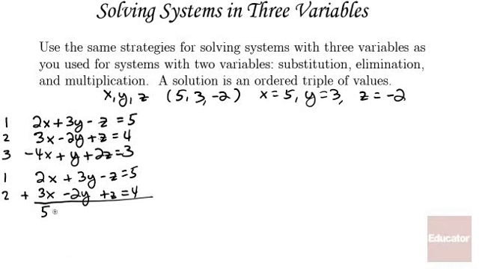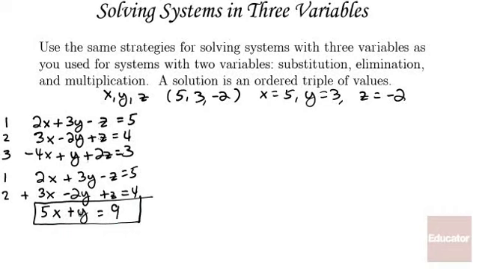This will give me 5x, and then 3y minus 2y is going to give me y. The z's drop out. 5 and 4 is 9. So now I have a new equation. And I'll just mark this out so I can keep track of it.